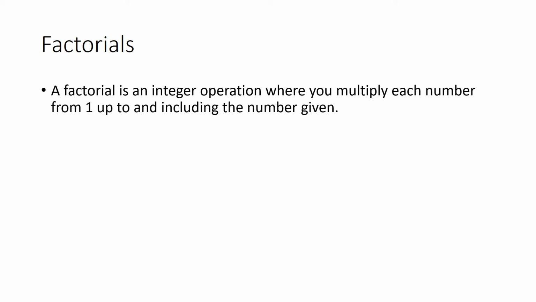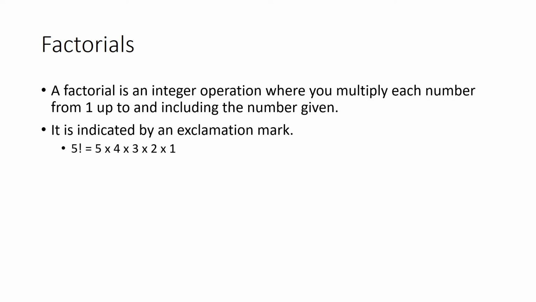Next operation we've got is factorials. A factorial is an integer operation where you multiply each number from 1 up to and including the number given. So only whole numbers, and let's say you get factorial 5 exclamation mark, that's how it's indicated. So you multiply 1 by 2 by 3 by 4 by 5, or as it's shown there, 5 by 4 by 3 by 2 by 1. And if you're smart, you may have noticed you can skip that last one, because multiply by 1 just gives you the same answer. But that's it in full.